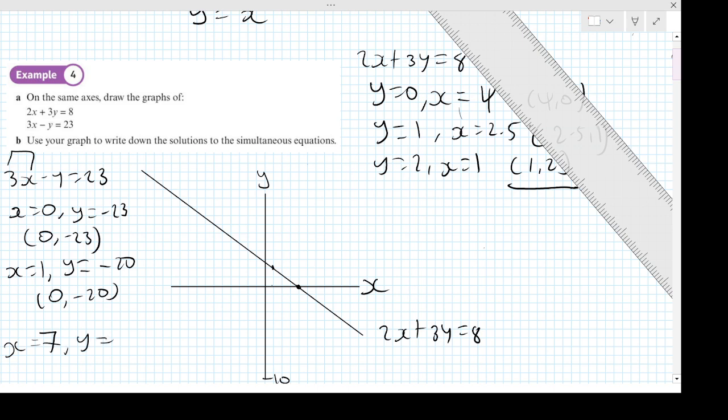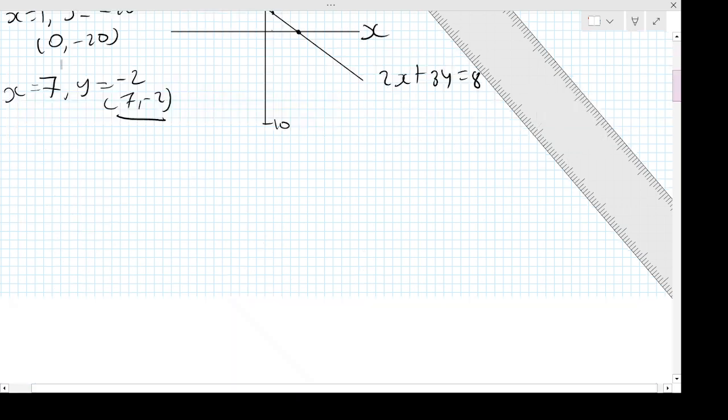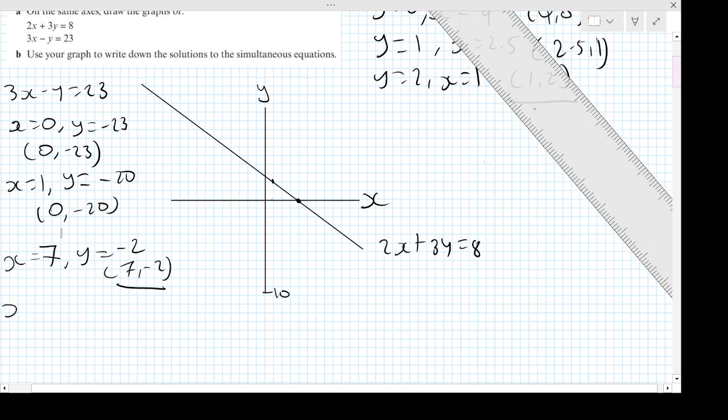Then y, well, 3x, 3 times 7 would be 21. Then minus y would be 2, if we move the 21 to the other side. So minus y would be 2, which means y will be minus 2. So that would give the point 7, minus 2, which is a lot smaller than these 2 points, right? 20 and 23. So I can plot that nicely. Okay, and then I'm going to sub in x is 8, right? The next number on. So when x is 8, 3x would be 24. So that means minus y would be minus 1. Okay, so that means y would be equal to positive 1. So that would give the point 8, 1.